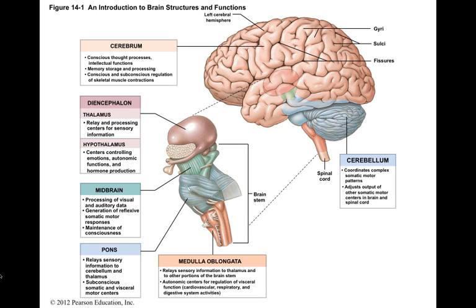This segment is on the major brain regions and their landmarks. The brain has four major regions. The largest region of the adult brain is the cerebrum. The cerebrum can be divided into large, paired cerebral hemispheres.